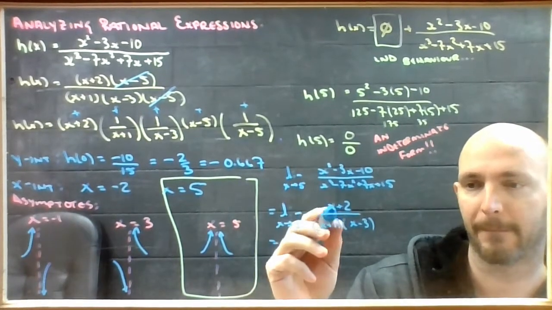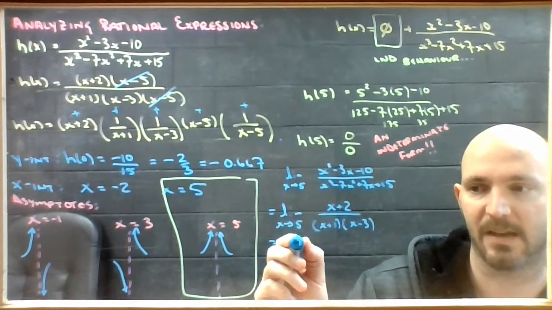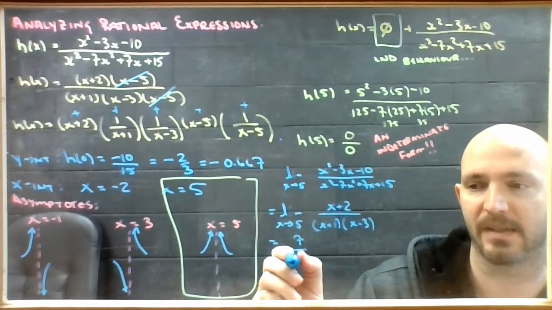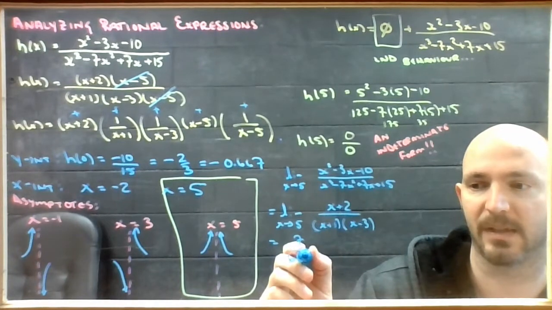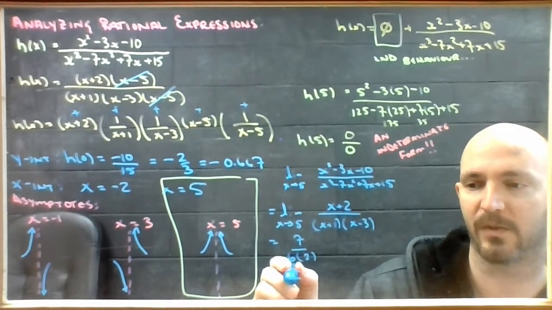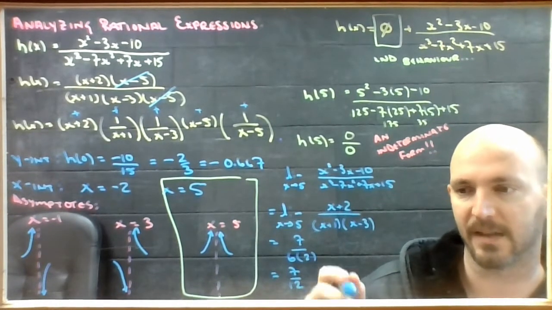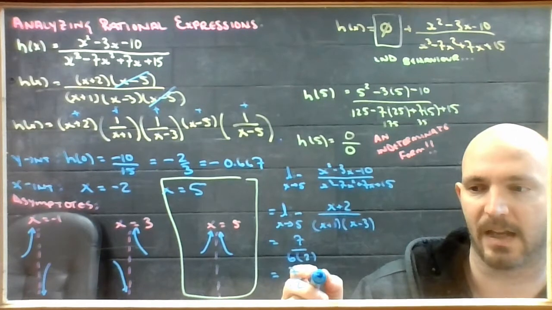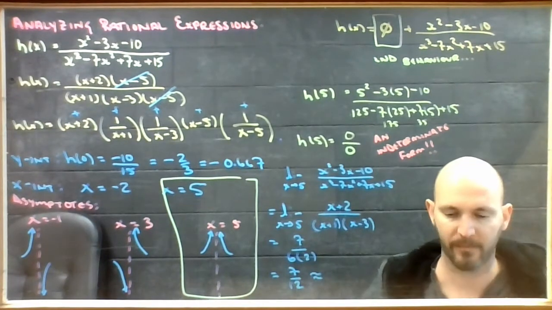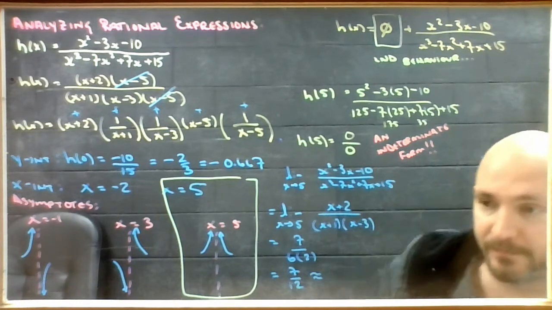Well, just try putting the number in. 5 plus 2 is 7. 5 plus 1 is 6. 5 minus 3 is 2. So I end up with 7 over 12, which is some heinous decimal, just a little bit higher than half. 0.583.